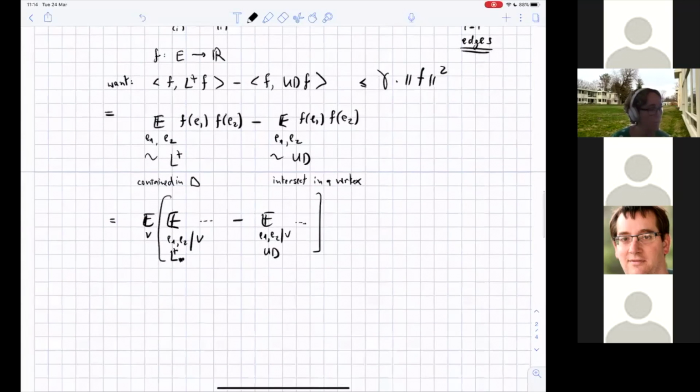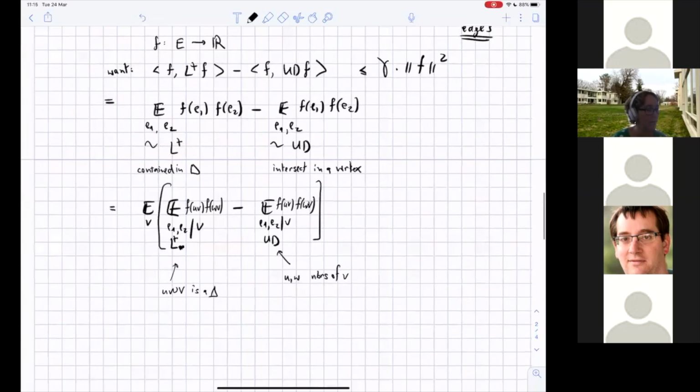But now let's look at what we have. Let me copy f of E1, f of E2. And maybe even instead of calling them E1 and E2, let me call them UV and WV. And here also f of UV and f of WV. Whereas here, what's going on? Here U and W are not just two random neighbors of V, but rather UVW is itself a triangle. And here, U and W are just the neighbors of V. That's the difference.